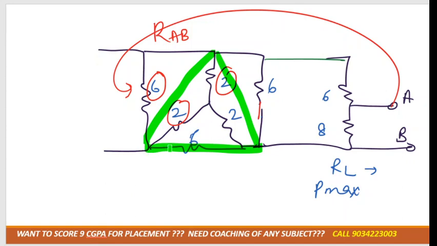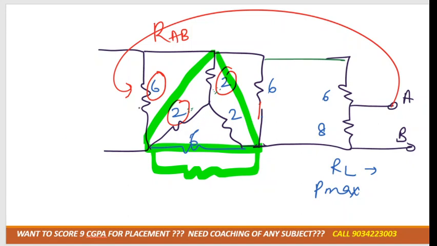Okay. So this 6 ohm is already there, and this 6 ohm will become like this. So we can't say that this 6 is in parallel with 2 and 2, because these two are internally connected. So this is a star and we need to convert it into delta.